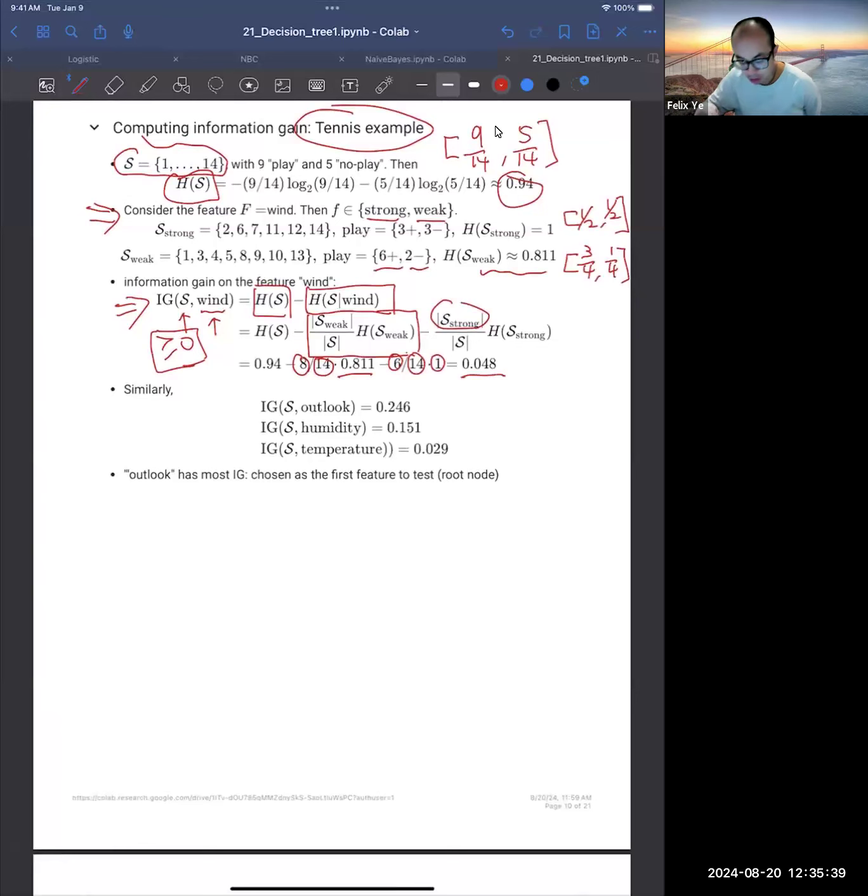We do this for all the features. Then we get this amount of information gain, and you can see that outlook has the most information gain. That's how we quantify that this feature is more informative than other features. So we choose this feature as the first feature on the root node.